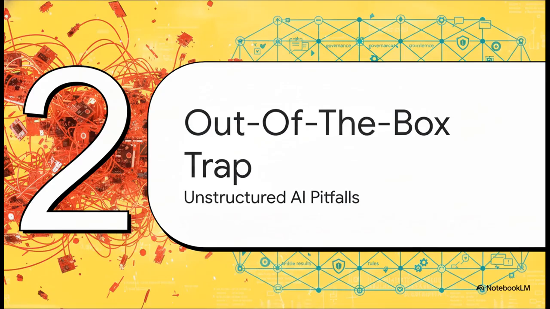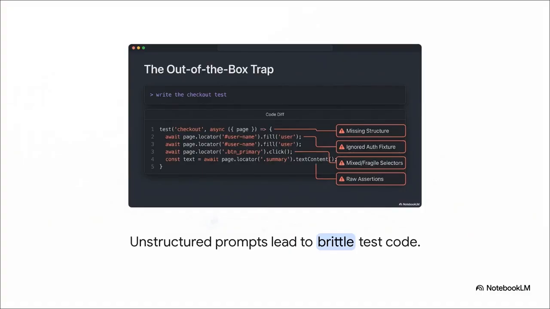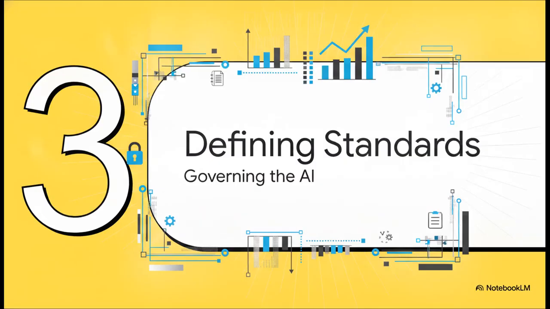Moving right along to Section 2, the out-of-the-box trap and the pitfalls of unstructured AI. Now, here's where things usually go off the rails. If you just prompt an AI with a simple "write the checkout test," you fall face first into the out-of-the-box trap. Just look at the warnings in this code diff. We've got missing structure, an ignored auth fixture, super fragile selectors, and raw assertions. Honestly, if you merge this, your CI/CD pipeline is going to be crying by Tuesday.